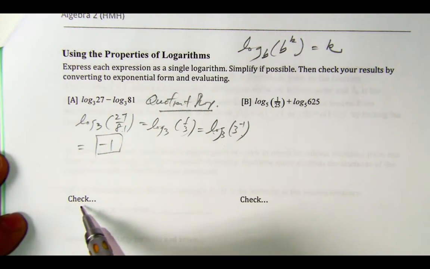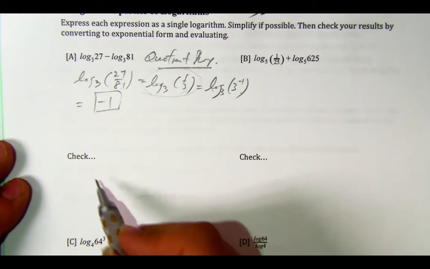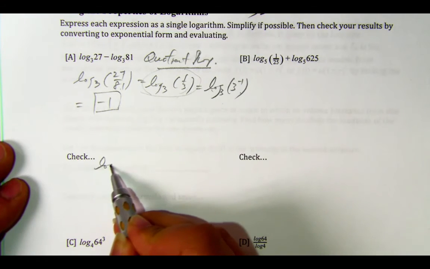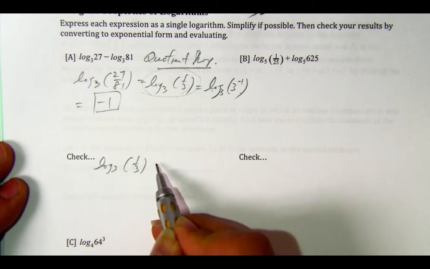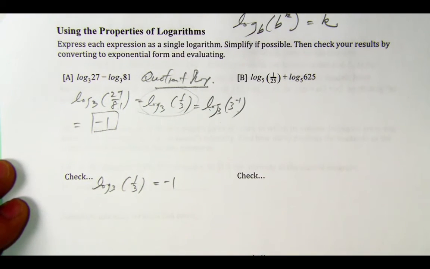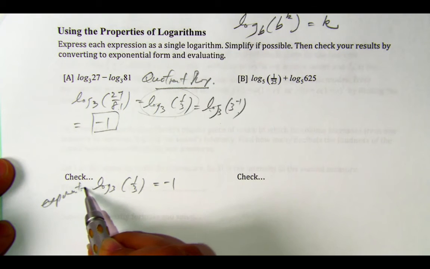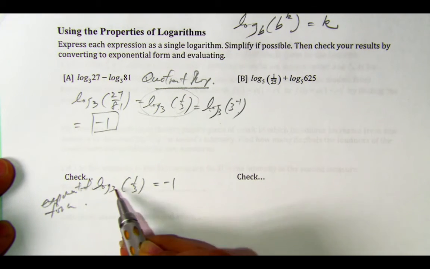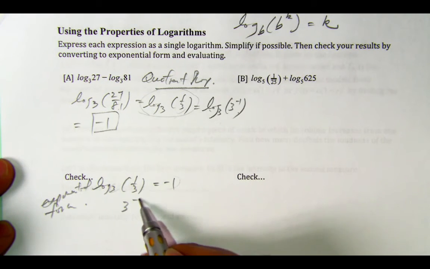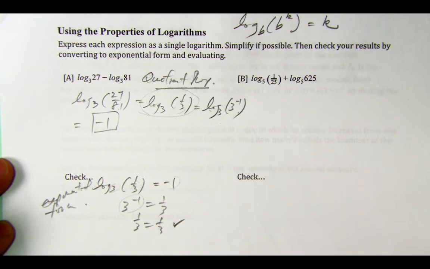Now let's check how I do this. Well, we could use this value over here, so let's use this one. Log base 3 of 1/3, we're claiming is -1. And the way we check them is to convert them into the exponential form. And that is 3 to the power of -1. Is that equal to 1/3? And that is equal to 1/3. Yes, it is. Check.